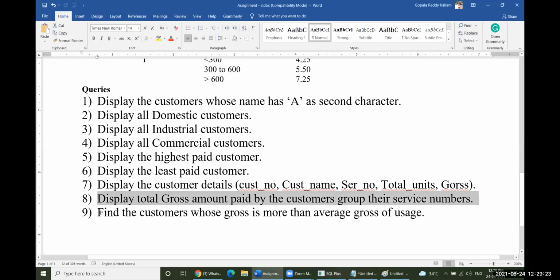Then followed by find the customers whose gross is more than average gross of usage.